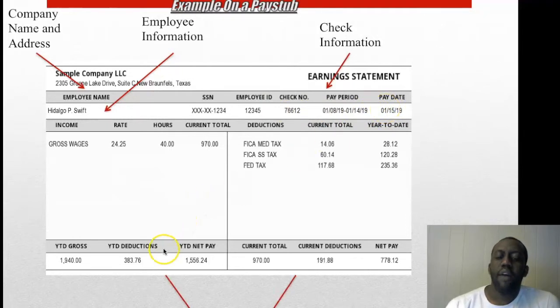And then every check will have a year-to-date summary, which basically means how much you've earned as of the date of the paycheck. So as of 1/15/2019, this person has earned $1,940 year to date. And then the year-to-date deductions are all of the deductions added up as of the date of the check. So as of 1/15, this person has had a total of $383.76 in deductions.